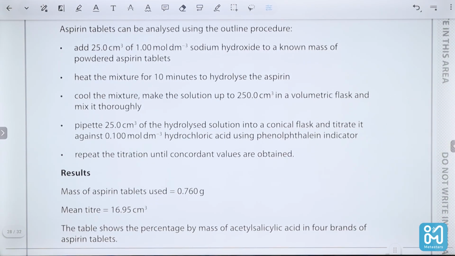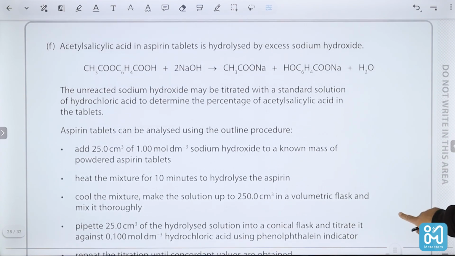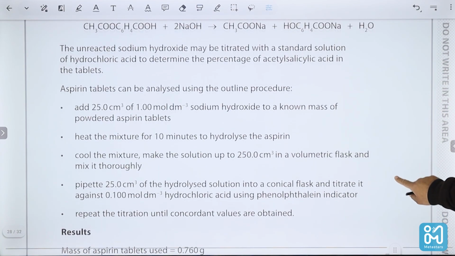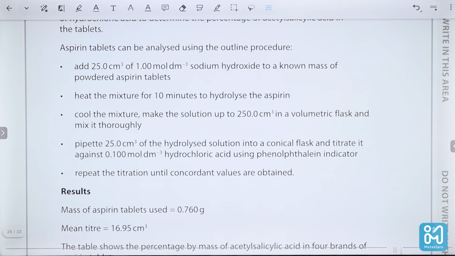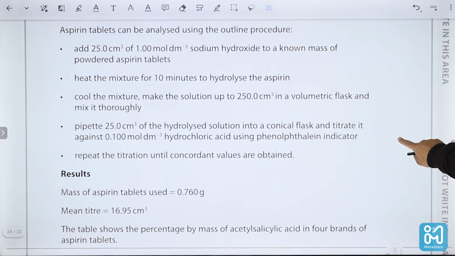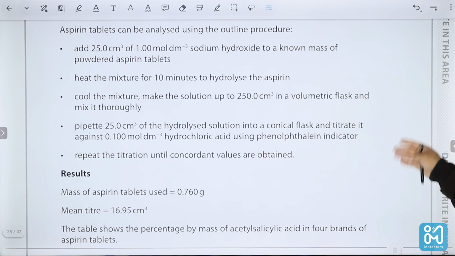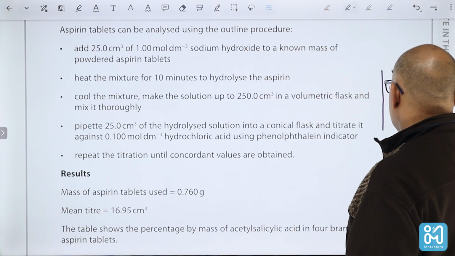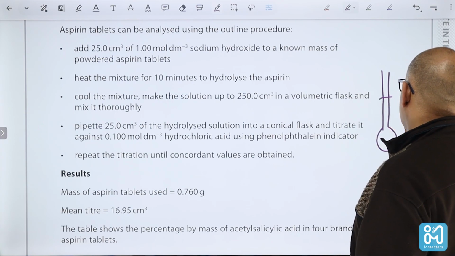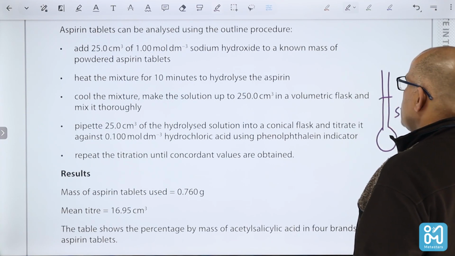First, he added 25 cubic centimeters of 1 molar sodium hydroxide to a known mass of the powdered aspirin tablet. It will react, and you can see it's a 2-to-1 molar ratio. Heat the mixture for 10 minutes to hydrolyze the aspirin. Cool the mixture and make the solution up to 250 in a volumetric flask. Here he used the analytical method, the volumetric flask. So this is the standard solution.